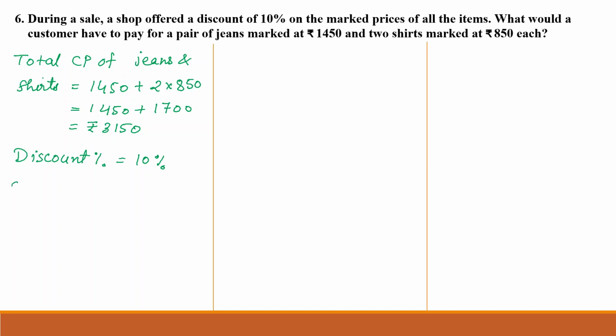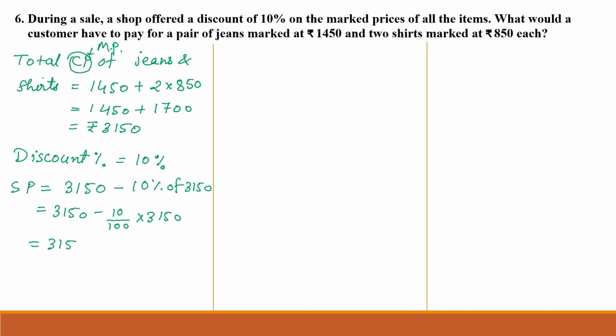So now if I have to calculate the selling price, it will be 3150. Discount is always subtracted from the mark price, and actually this was not the cost price, this was the mark price or the list price of the article. So 3150 minus 10% of 3150, that is equal to 3150 minus 10 by 100 into 3150, which is equal to 3150 minus, when you simplify, 315, and then the final answer will be rupees 2835.